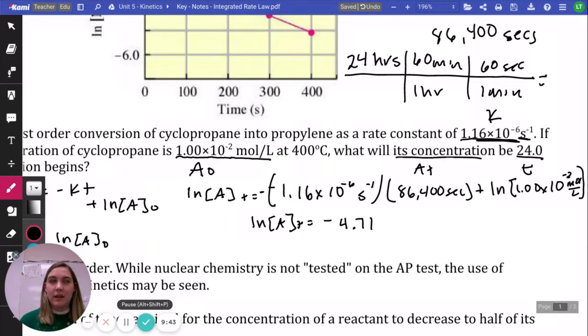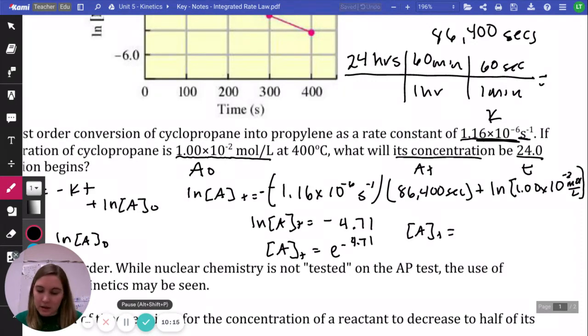Okay, so now if I want to do the opposite of natural log, if I want to get the concentration of A, the final concentration is going to be equal to e to the negative 4.71. The opposite of natural log is raising it to the power of e, and the e button on your calculator is, at least on mine, right on the natural log. So second e to the negative 4.71. And I end up with my final concentration as 0.009, 00 is what I got, and that would be moles per liter.